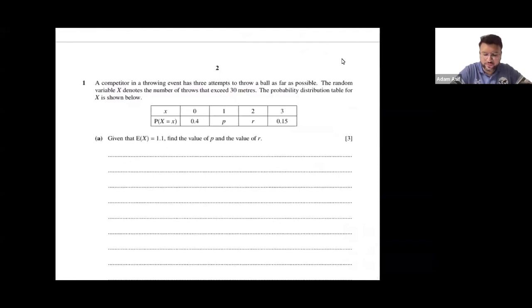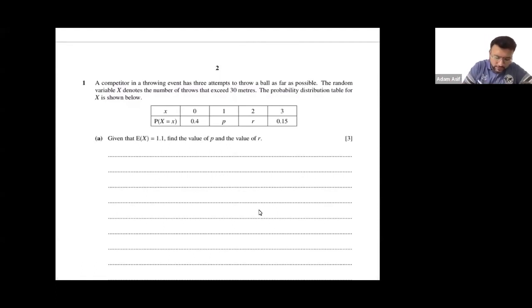We have been given the probability distribution table. We have also been given the expected value of x, that is 1.1, and we need to find the value of p and r. So think for 1 minute what needs to be done. You need to form two equations in terms of p and r and solve them simultaneously.